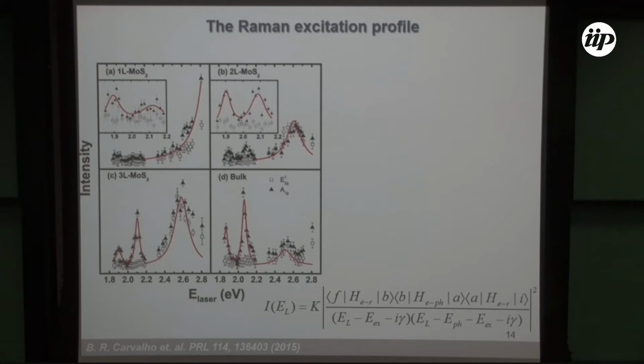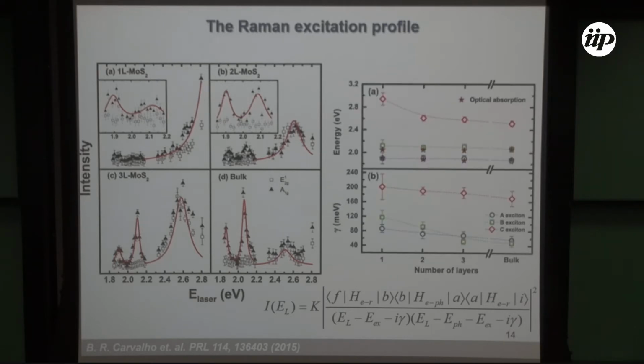So this red line over here is just a fitting, considering all these matrix elements constant, just to see this behavior. And here we are extracting the information for the position of the excitons, which is the energy over here, which matches quite well with the optical absorption. And this would be this term over here, which is related to the exciton-phonon coupling lifetime.